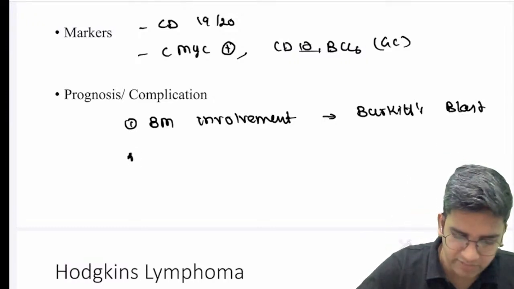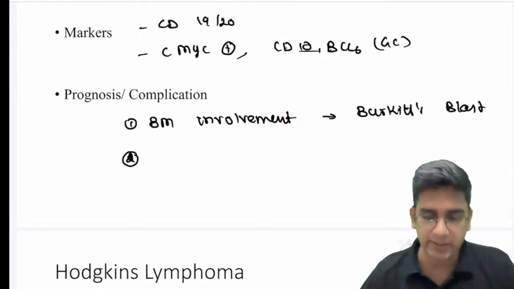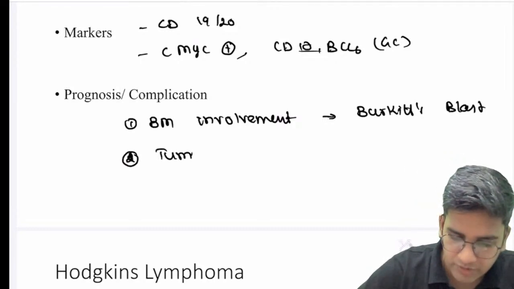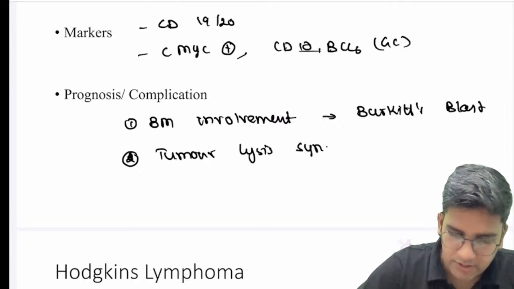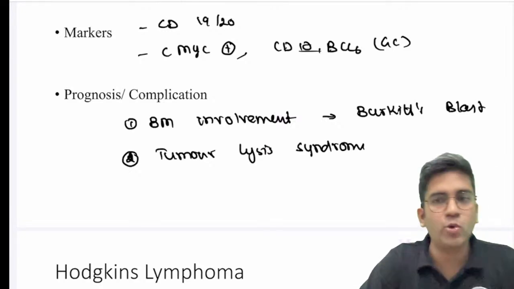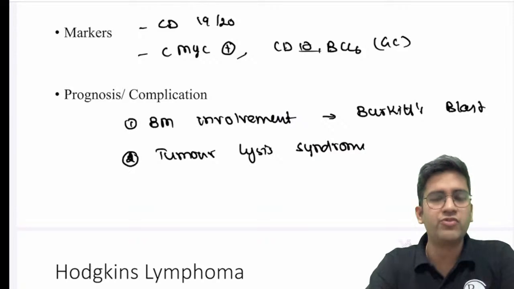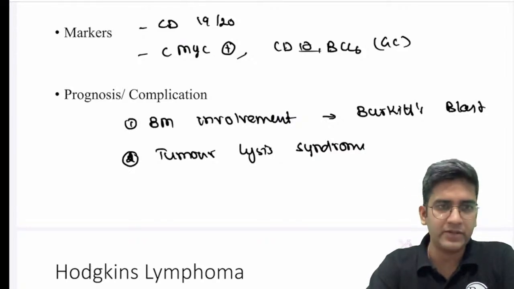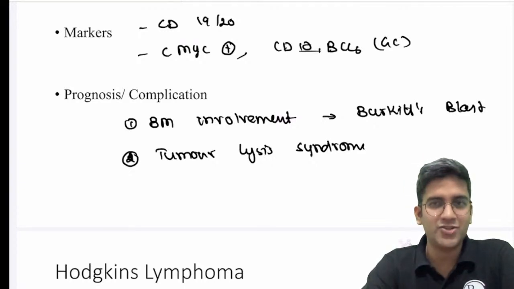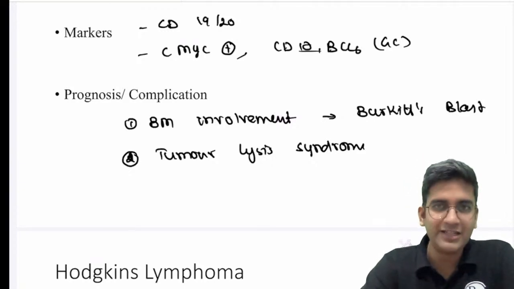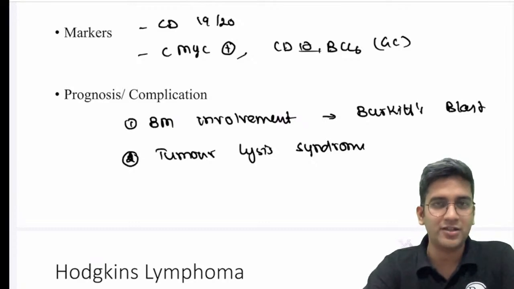Second problem of Burkitt's lymphoma is it is very highly proliferating. So they might end up having tumor lysis syndrome. Tumor lysis syndrome can be post-treatment or sometimes even without treatment also. Mostly it's triggered post-treatment only. If you want to elaborate on tumor lysis syndrome, do it for an essay. Short note, don't do it. It's not required. But if you feel you have more time, don't know what to do, right?